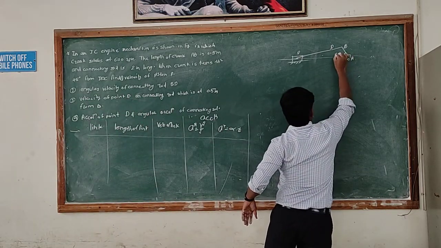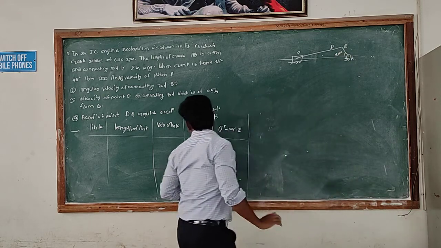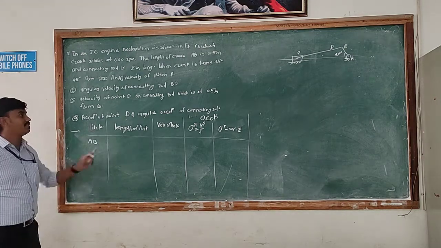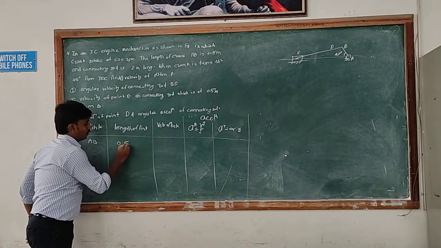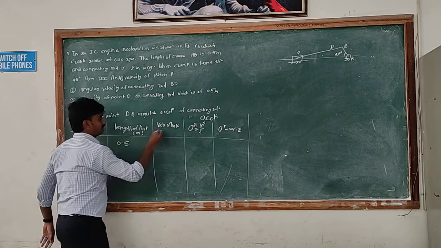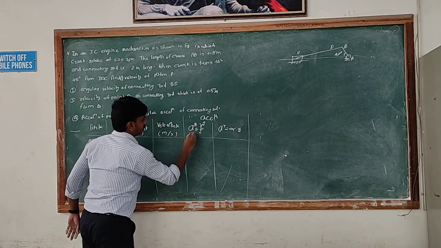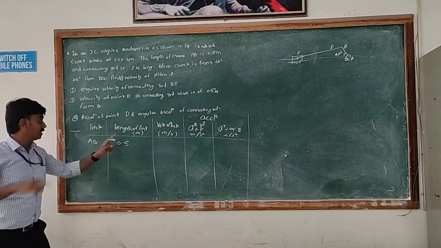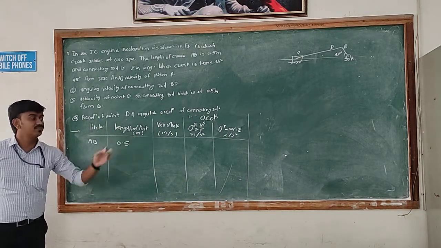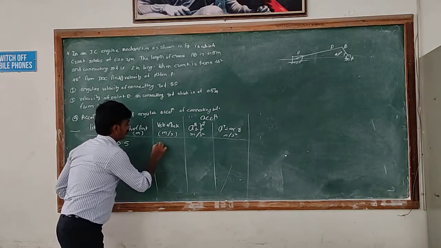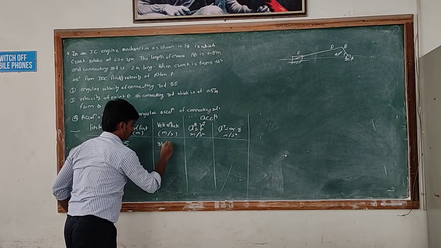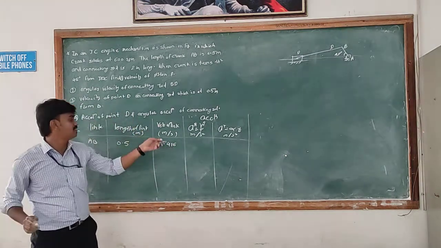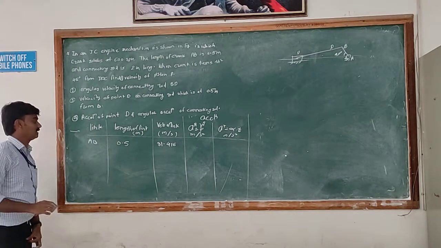So first link is link AB. What is the length of the link AB? It is 0.5. We will take this length in meter, velocity in meter per second, and acceleration in meter per second square. So its length is 0.5 meter and the velocity of the link is 31.416.